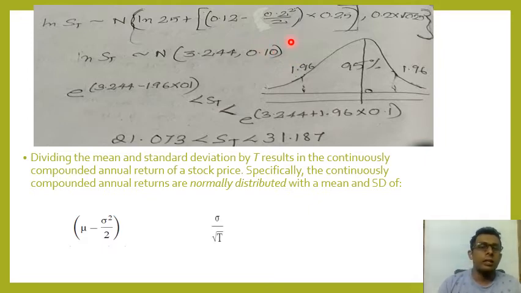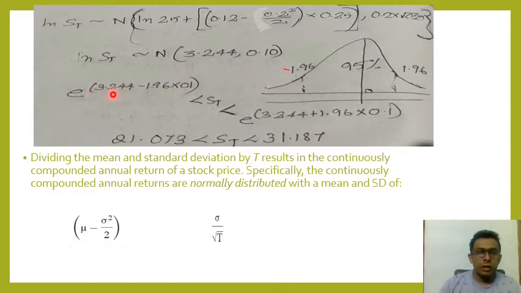Considering 95% of the total distribution, this being a normal distribution curve, it will be between minus 1.96 and 1.96. We have to calculate the range in which this ST value, the stock price at time t, will lie for a particular period.